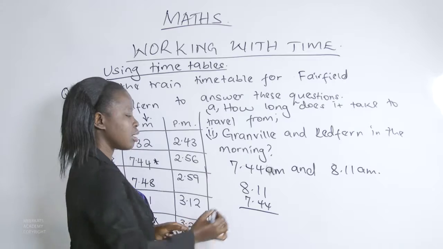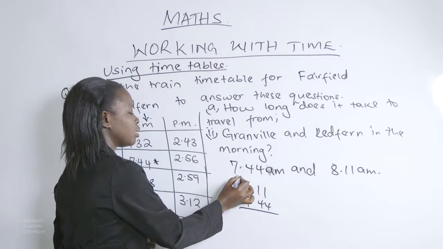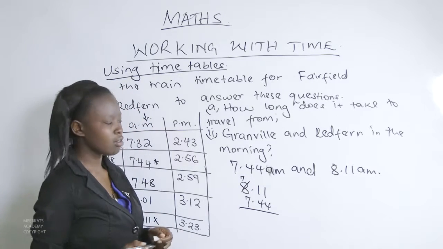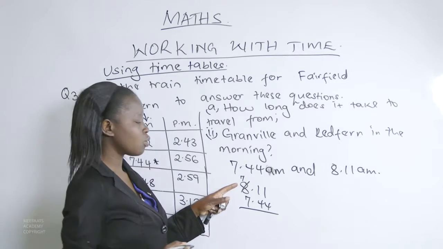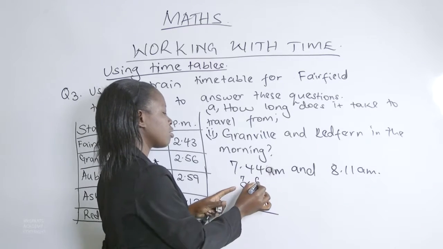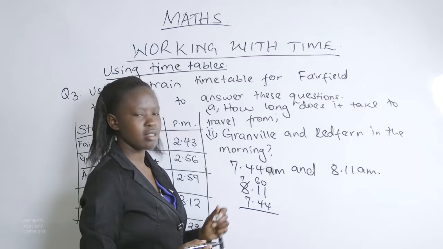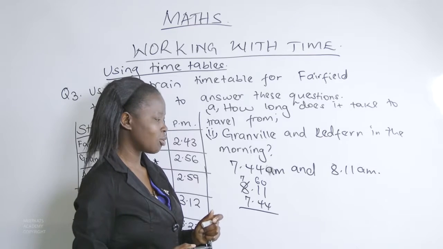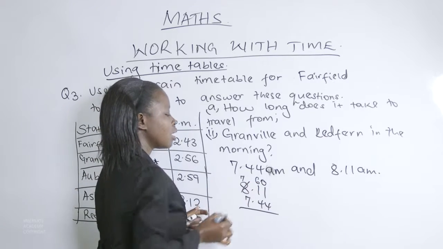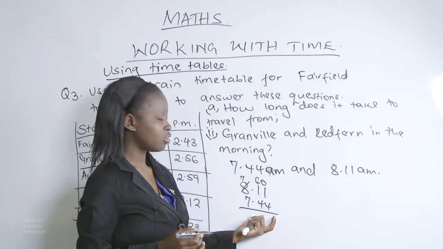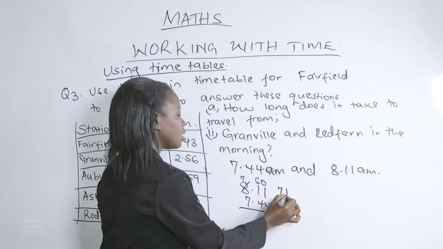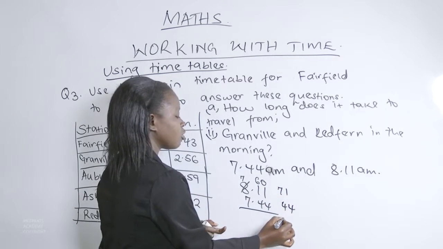So this means that I borrow 1 hour from 8 hours so that I'm left with 7 hours. 1 hour is equivalent to 60 minutes. So when I add 60 plus 11 minutes, then I have 71 minutes. 71 minus 44. So I have 71 minutes minus 44.